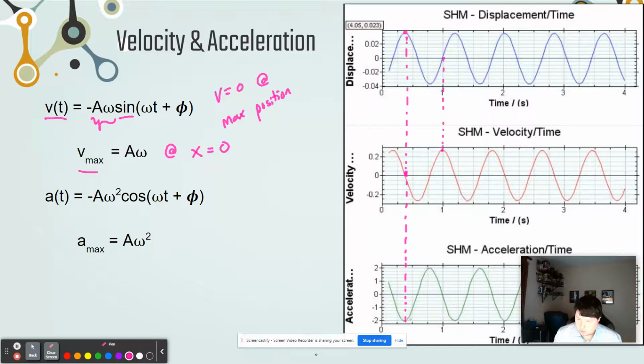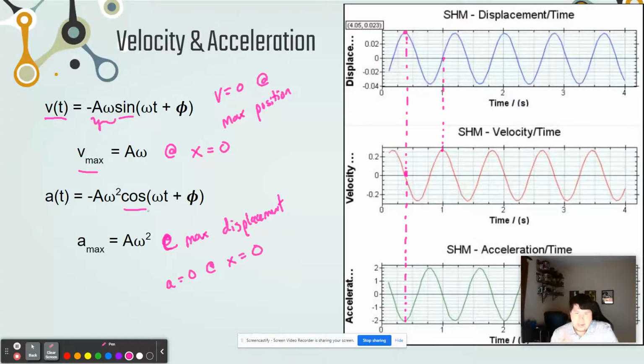you'll see that acceleration has its maximum, we'll say maximum because the negative is just a direction symbol, when displacement is at a maximum. So it's at max displacement, and it has acceleration equals 0 at x equals 0. So it follows the same as the displacement, which makes sense because it is also a cosine function.